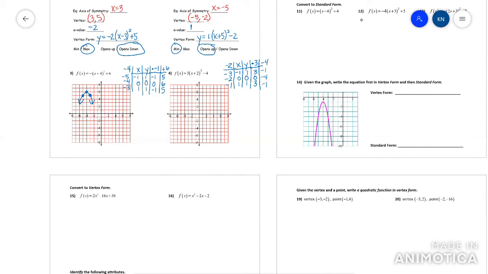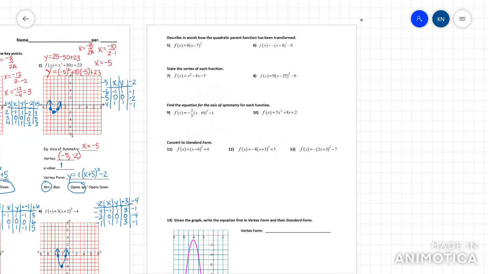So -3, -1 is here. -2, -4 is here. And -1, -1 is here. This graph would look something like this. All right, moving right along.